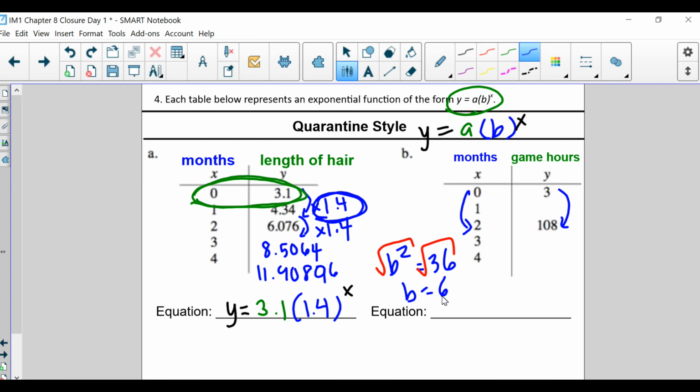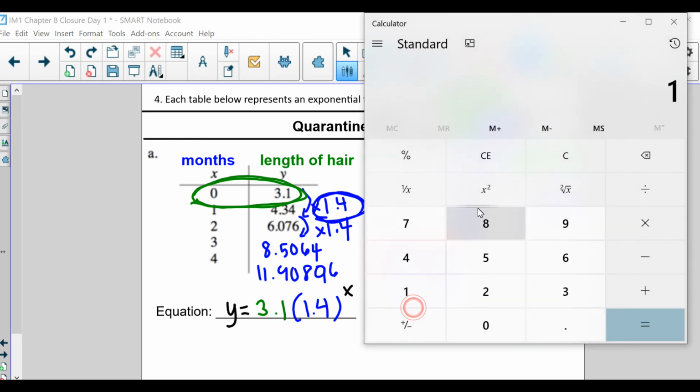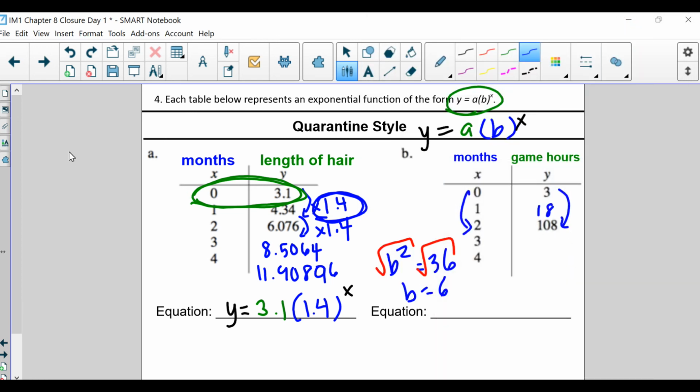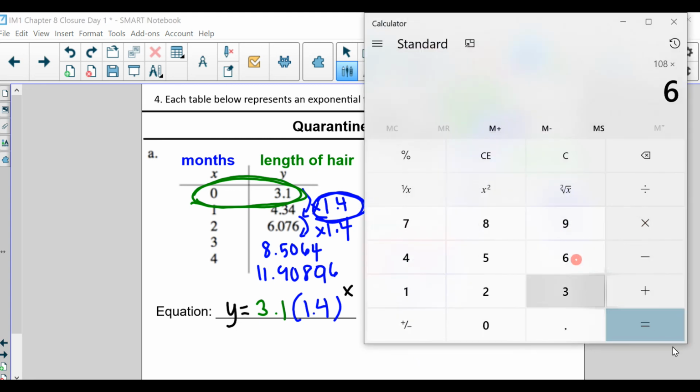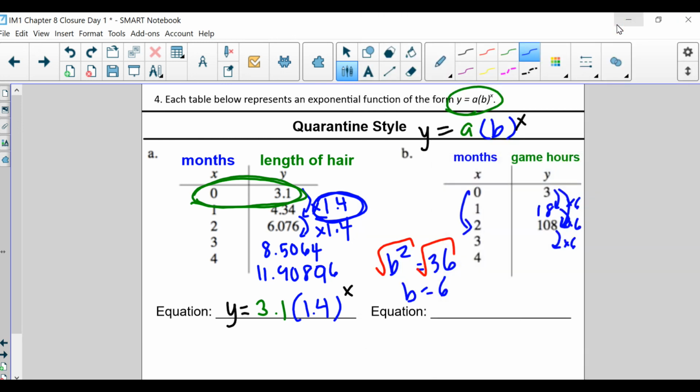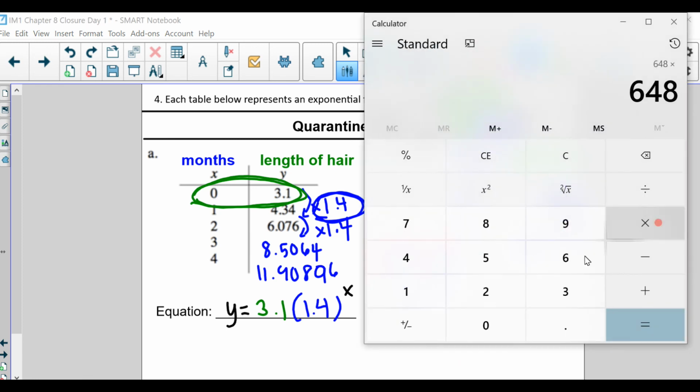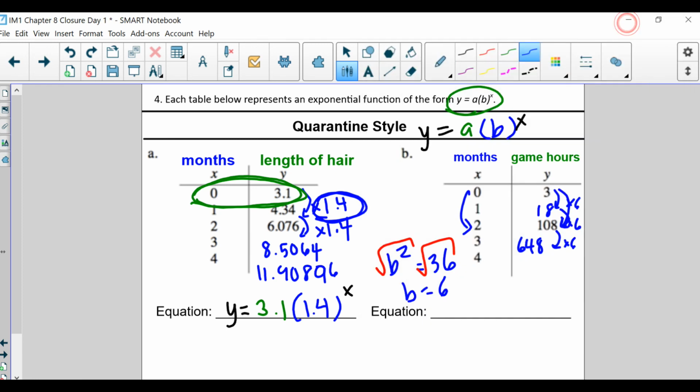Is 3 times 6 going to be 18? Is 18 times 6 equal to 108? Let's find out. Yes, it is. And so we know our multiplier is going to be 6. So times 6 each time. We're going to multiply again by 6. 108 times 6, we get 648. And then again, 648 times another 6, we get 3,888.